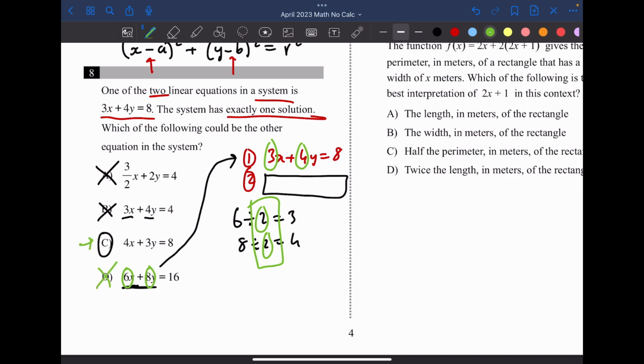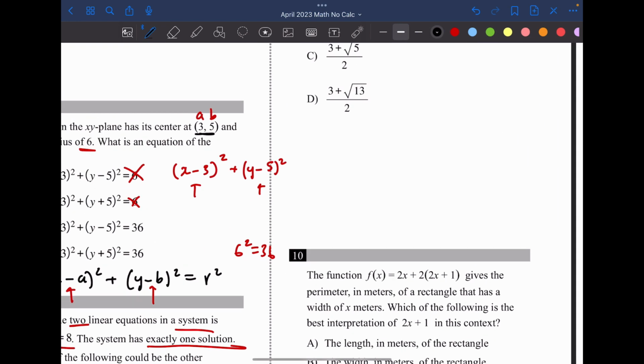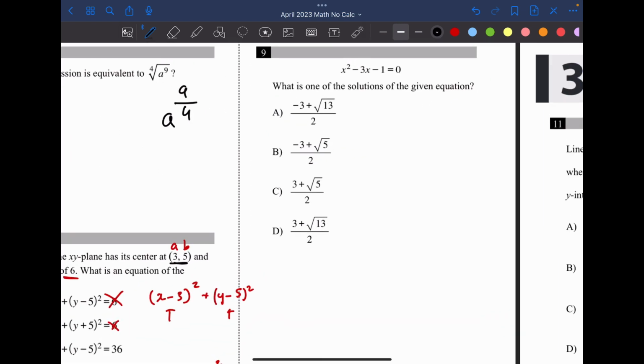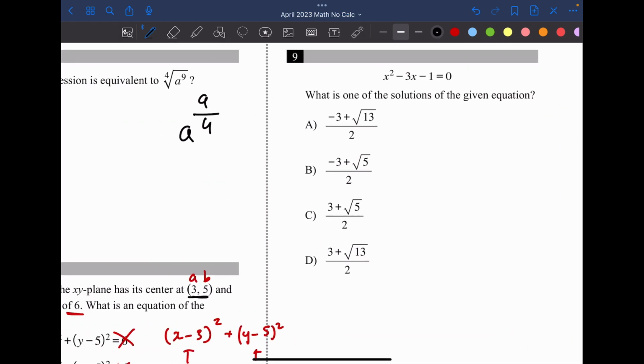The answer must be C. So pretty simple. Question number 9. X squared minus 3x minus 1 is equal to 0. Which is one of the solutions of the given equation?